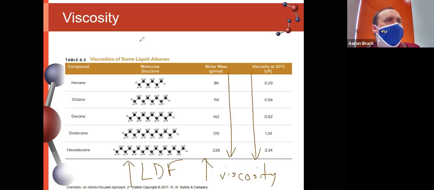Same thing would be true with polar molecules and each other as well. Going back to our maple syrup example, we have hydrogen bonding in water. We have hydrogen bonding in the sucrose in syrup. What's the big difference between them? Water has a molar mass of 18. Sucrose has a molar mass of 300, something like that. Big difference in mass. Big difference in London forces between them. And as a result, greater viscosity in the syrup.